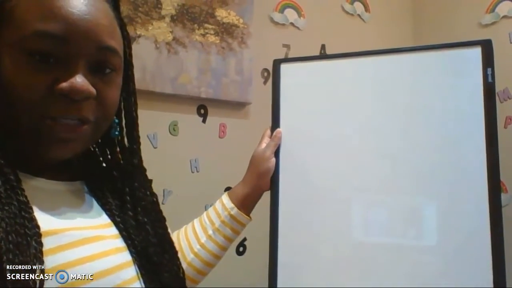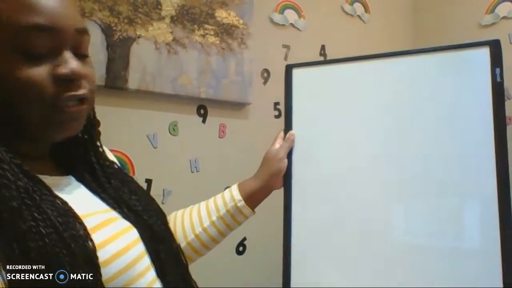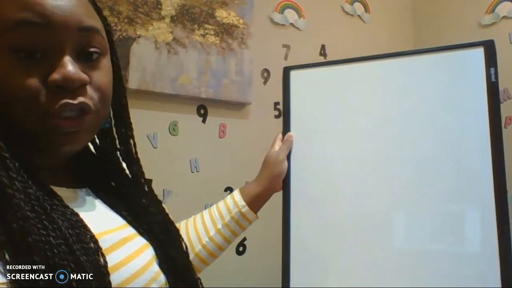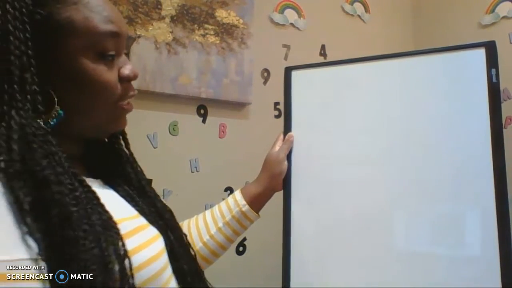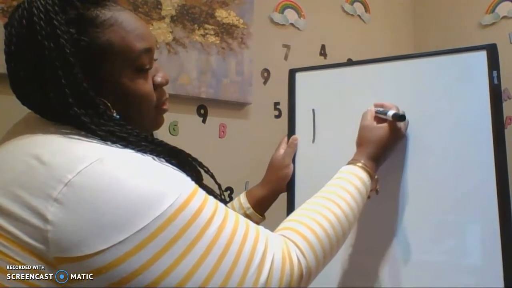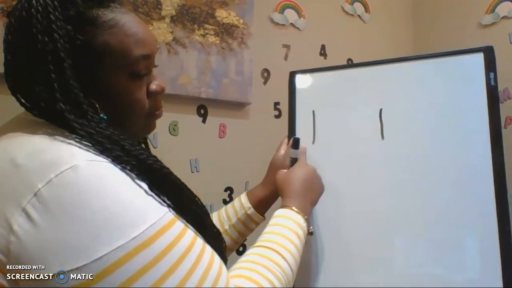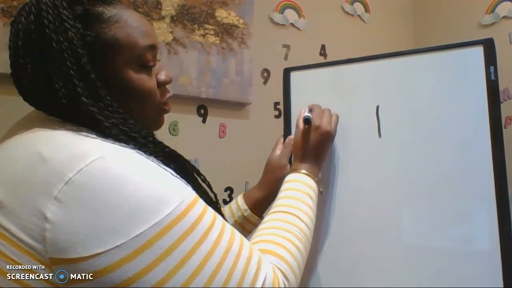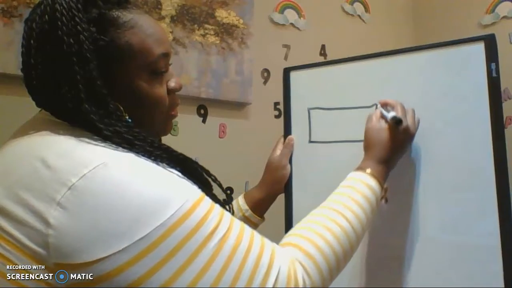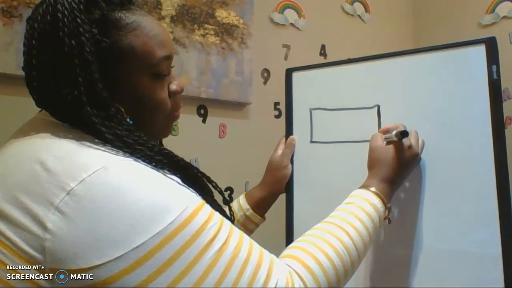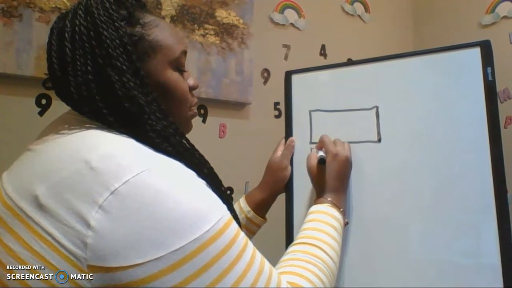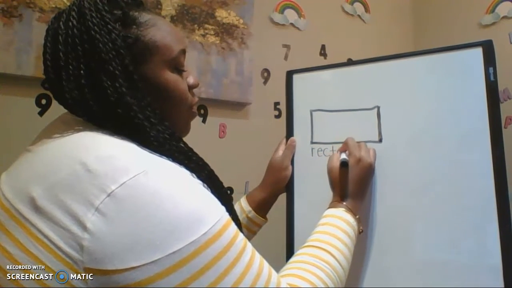Okay. So here's my chart. So first we're going to be using a rectangle. We know that rectangles have two long sides and two short sides. So watch Miss Charles draw a rectangle. So I'm going to make my short side. See how those are short? And then I'm going to make my long side and my long side. And sometimes you might have to just straighten it up a little bit. Okay? So this is a rectangle.